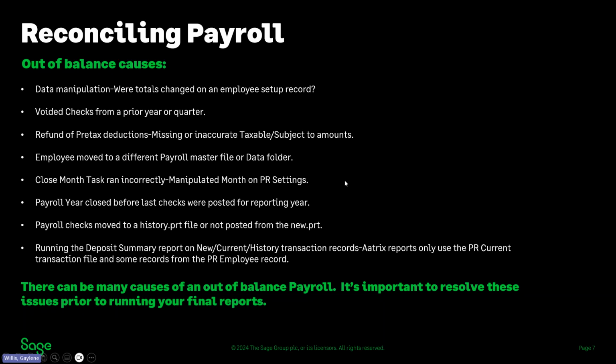When we run the deposit summary, we want to run it on the current file because this is representing posted checks, okay? Those are the ones we're interested in. There can be many causes of an out of balance in payroll, but it's very important to resolve these issues prior to running your final reports.